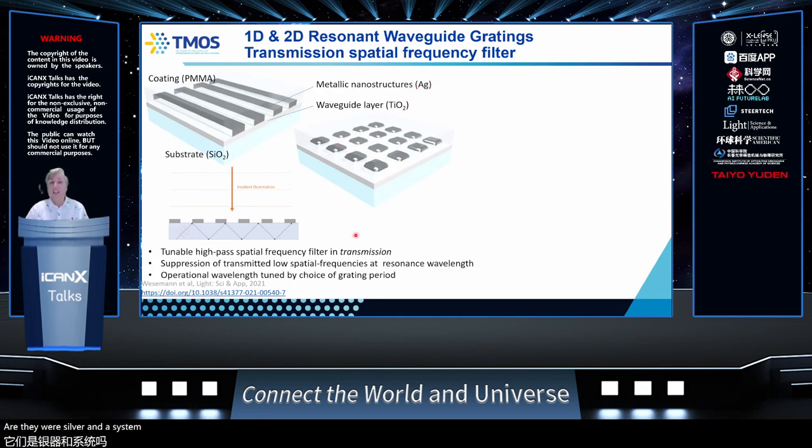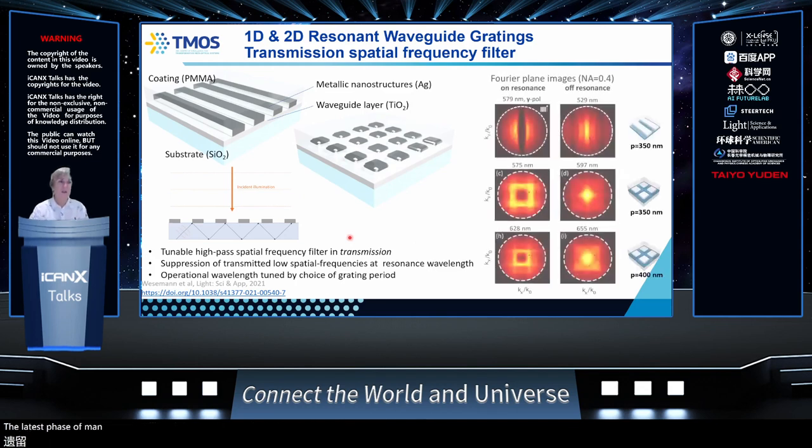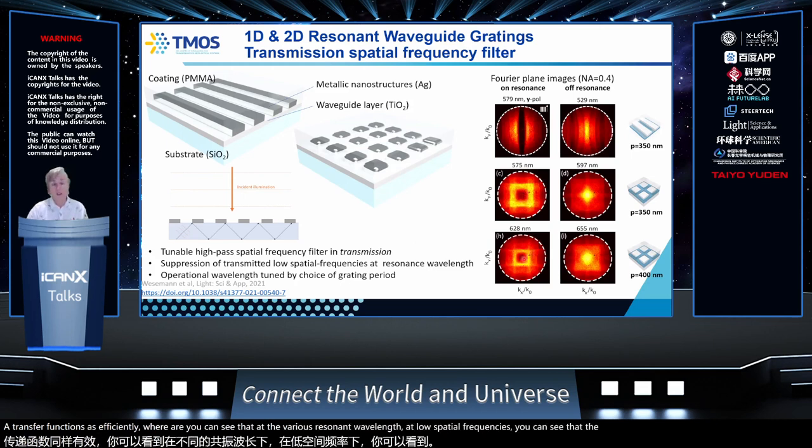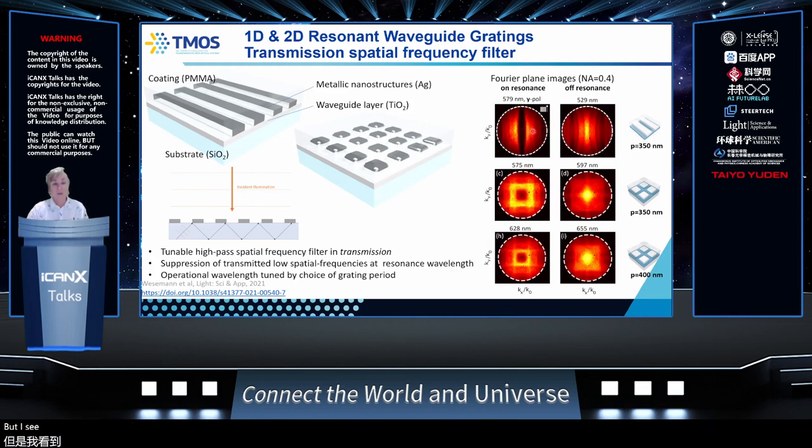And a system like this is well known to have a strong sensitivity to angle of incidence. So Lucas Vaseman, who led this work, made a variety of structures here. And on the left here, you can see the experimentally obtained transfer functions, essentially, where you can see that at the various resonant wavelengths, at low spatial frequencies, the transmission is suppressed. But as the spatial frequencies increase, you can see that the transmission increases. If we go off resonance, and there's some selected values here, you can clearly see that this property disappears.